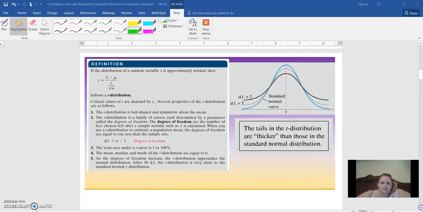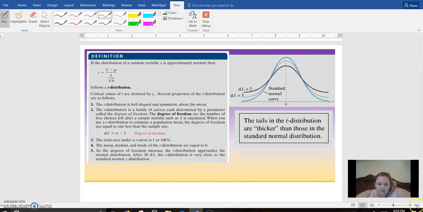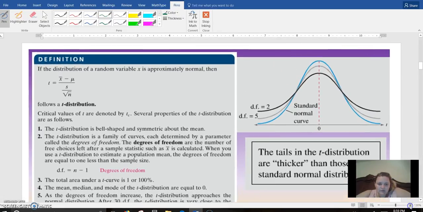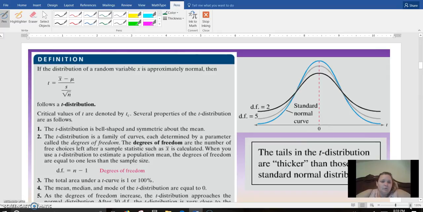All right, so here's just a little more about it. Let's compare this formula to the one we just learned. The formula that we just learned is that Z equals X minus mu over sigma over square root n. All right, we talked about that.